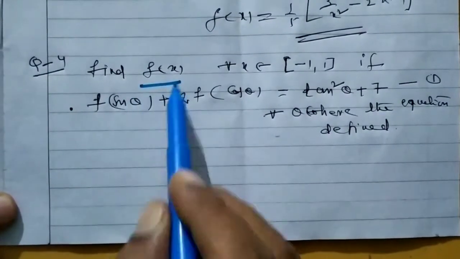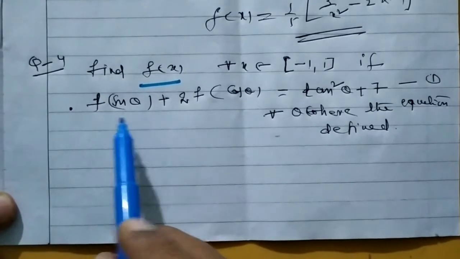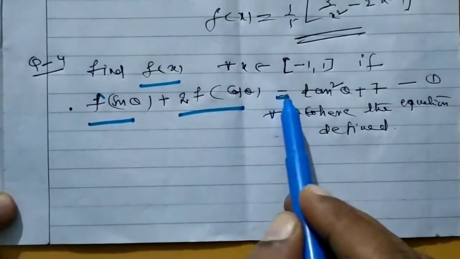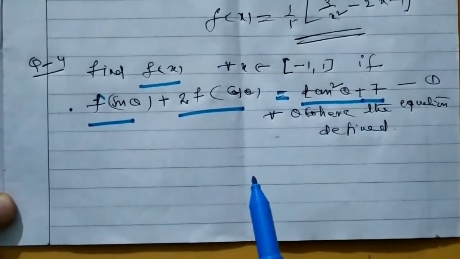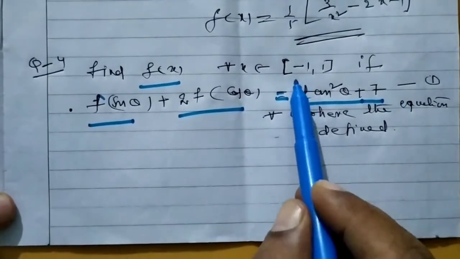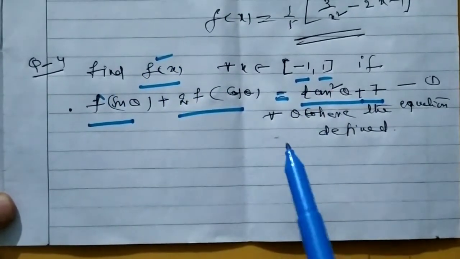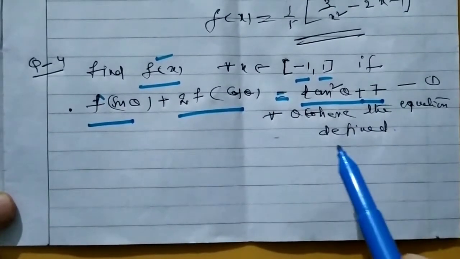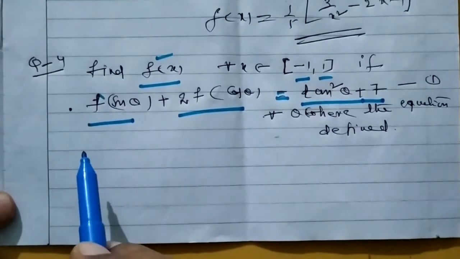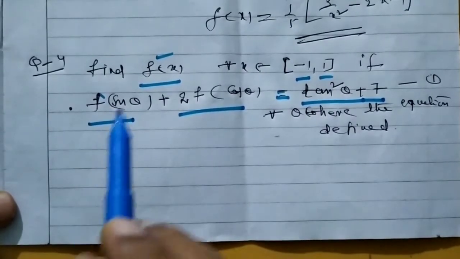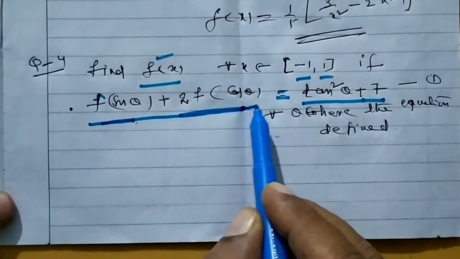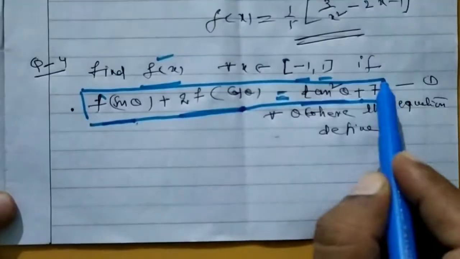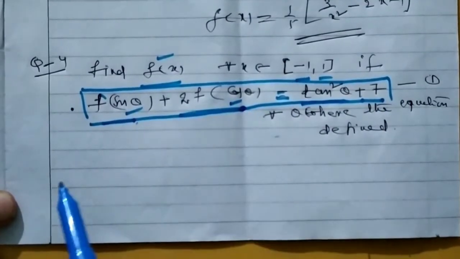This is it. See another question. We need to find out f of x. Given the functional relation f of sin theta plus 2 into f of cos theta is equal to tan square theta plus 7, where x belongs to minus 1 comma 1 for function f of x. The functional relation is in theta, a trigonometric equation. So how to find out this function? From this functional relation, we need to find out one function, either f of sin theta or f of cos theta.